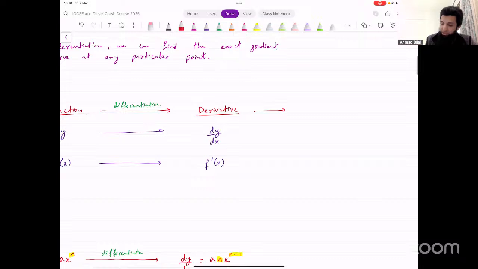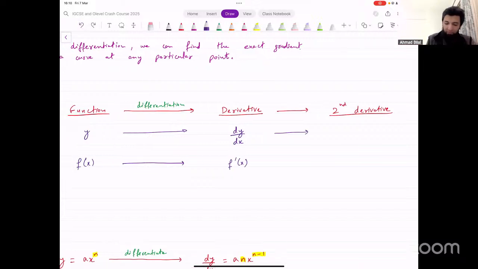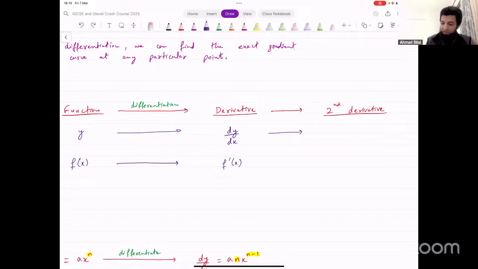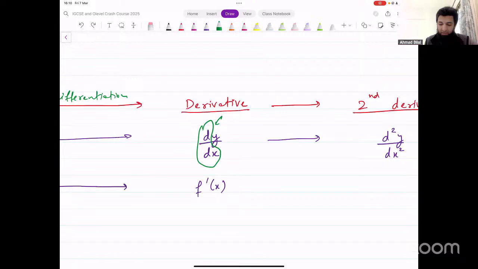If we want to differentiate it once more, we would get something that we call the second derivative. The notation used for the second derivative, with y, is d squared y over dx squared. The idea is that d over dx is the operator, the operation that we're applying. This means derivative with respect to x of y.